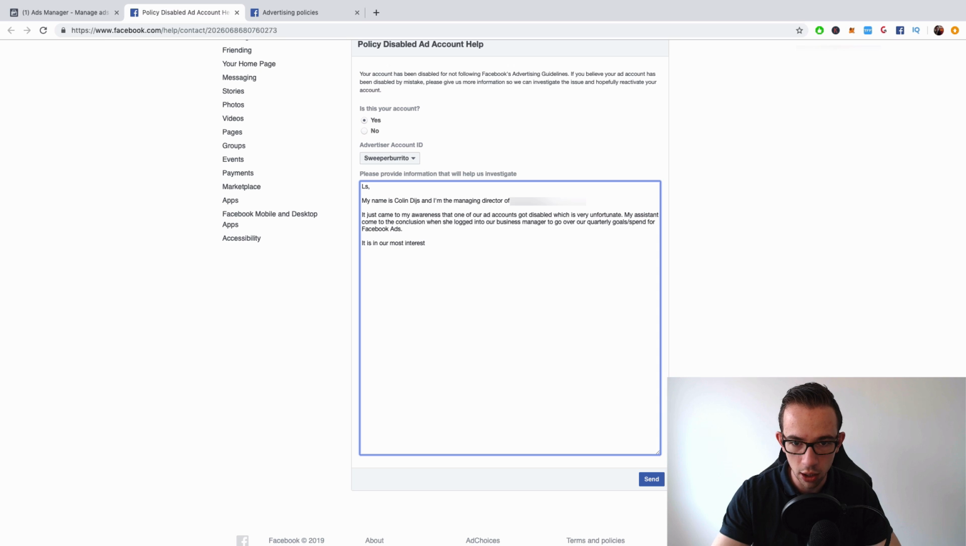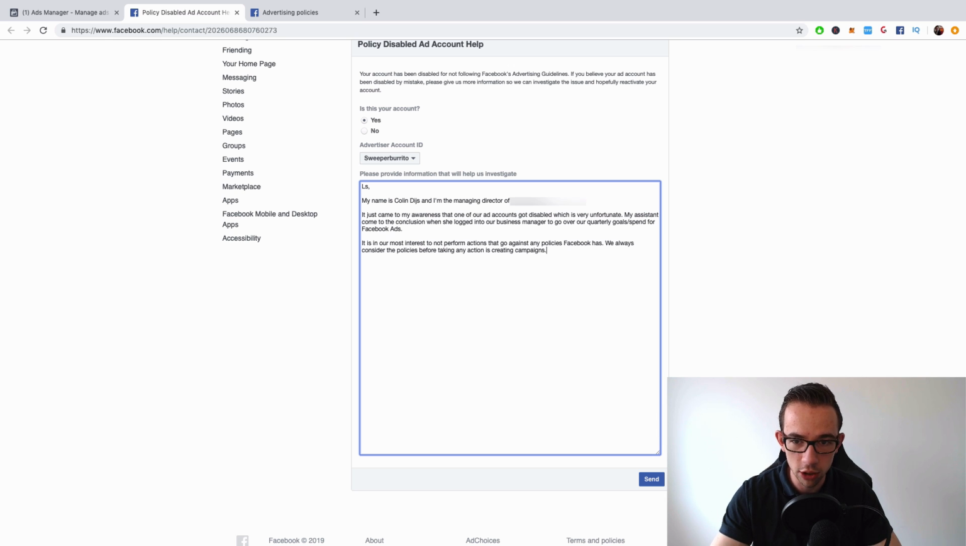It is in our most interest to not perform actions that go against any policies Facebook has. We always consider the policies before taking any action in creating campaigns.